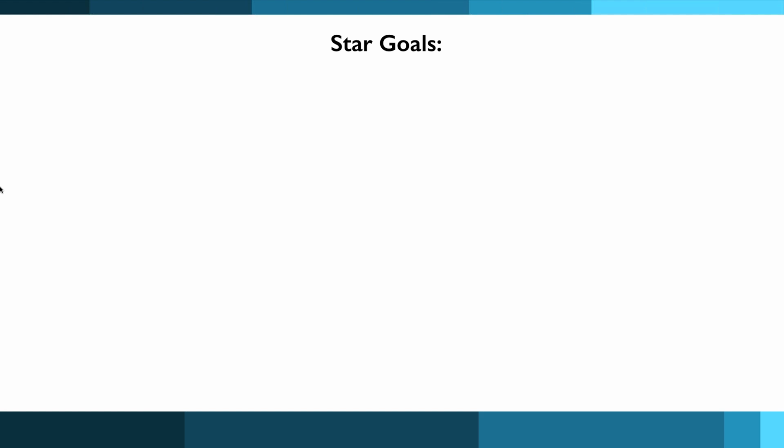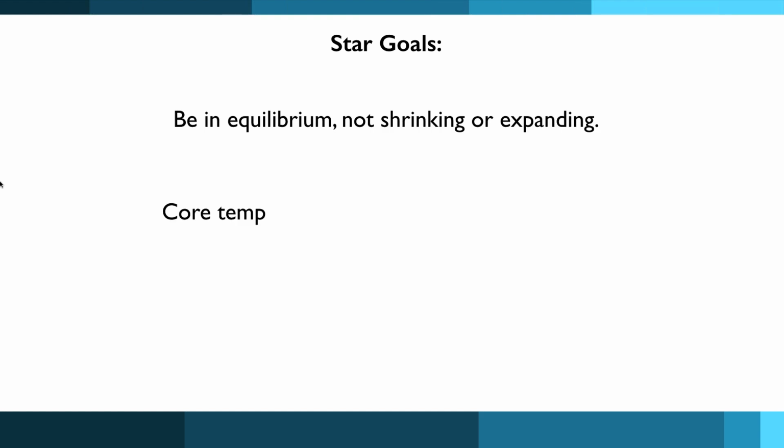I've labeled this "star goals," and as I talk about the process in which a star is formed, I want you to keep these star goals in mind. These are things that stars have to be in order to become a stable star. The first thing is to be in a type of equilibrium that we'll define later as hydrostatic. That means the star is not going to be shrinking or collapsing, and it's also not going to be expanding.